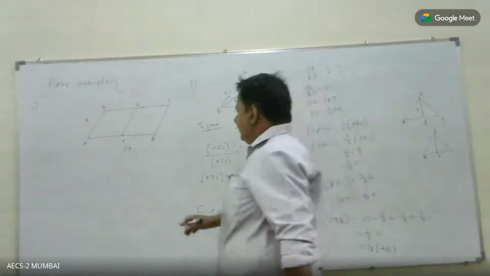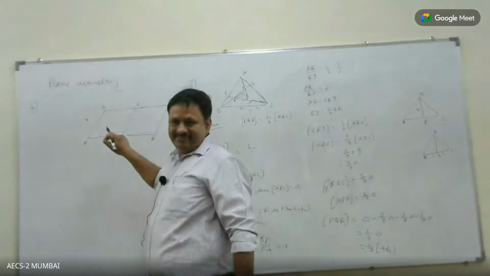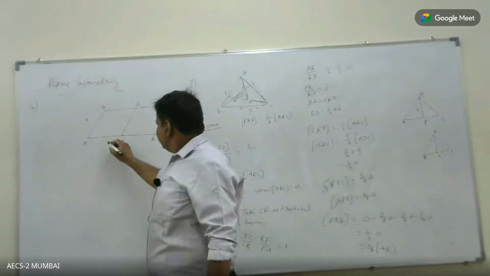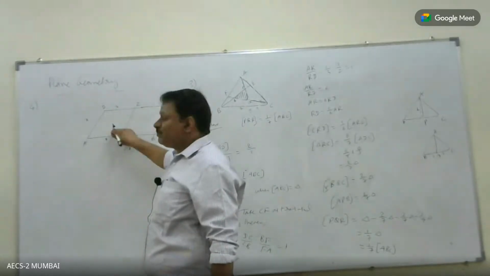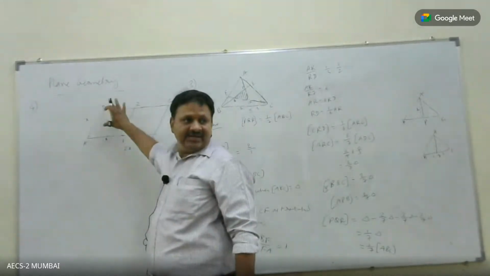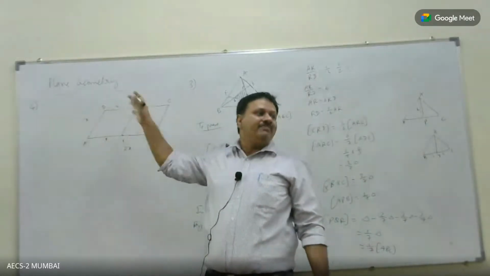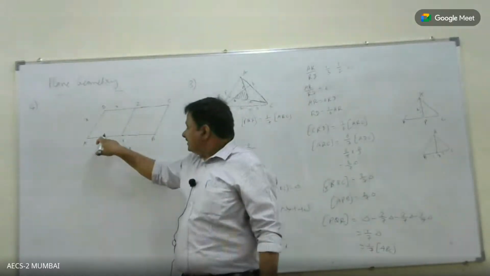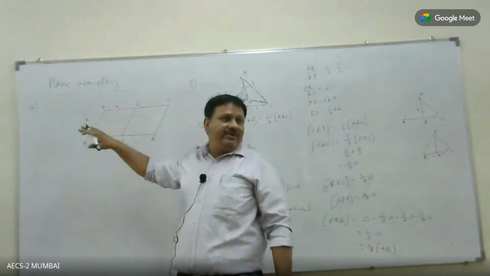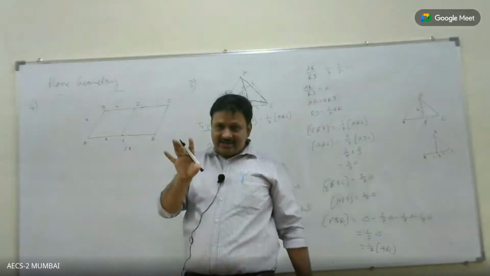Good. It is already a parallelogram, because this will be x, this will be x. Opposite sides are equal and they are parallel. So it became a parallelogram. And adjacent sides are equal now. It became a rhombus. Is it clear?